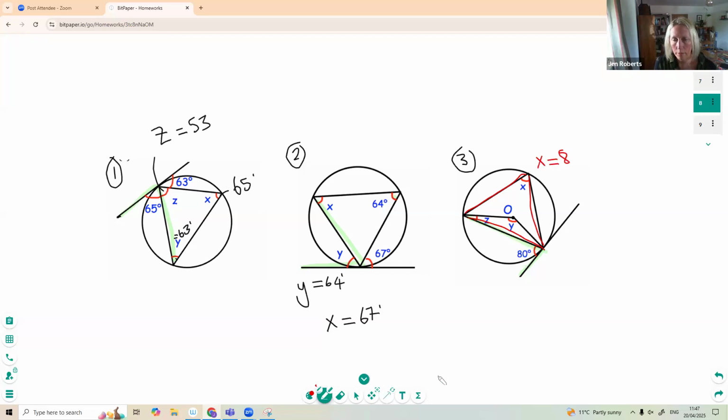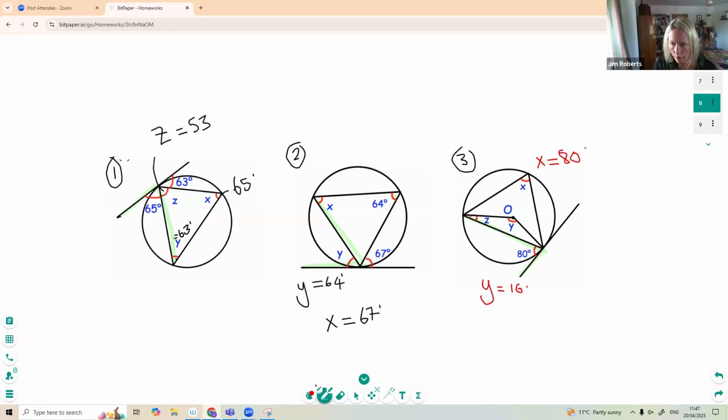Now, we've got some other theorems here, haven't we? If you notice, we've got angles at the centre, an angle at the circumference. So X is 80. Here's my angle at the centre, angle at the circumference. Angle at the centre is double the angle at the circumference, so Y is 160.